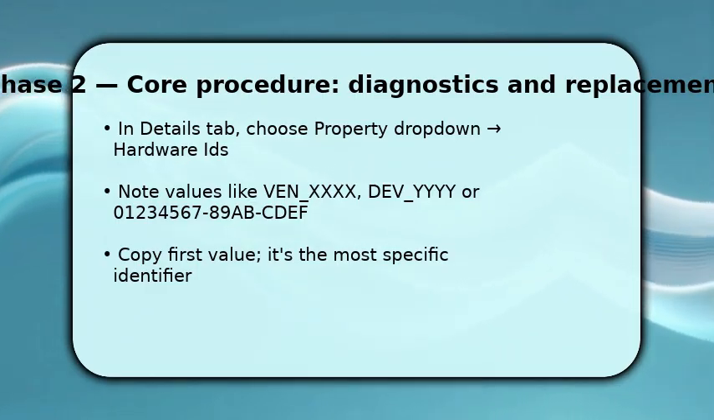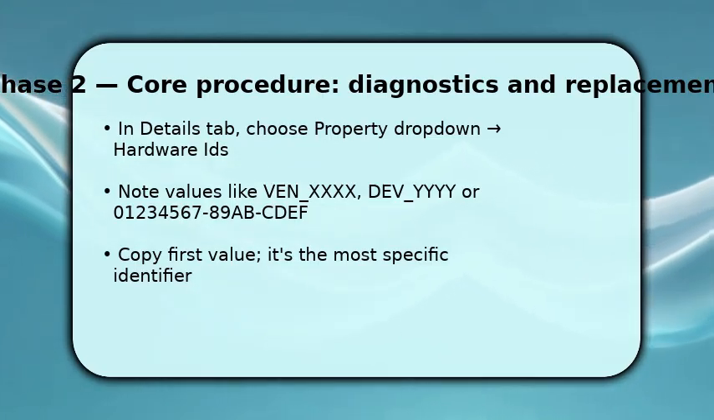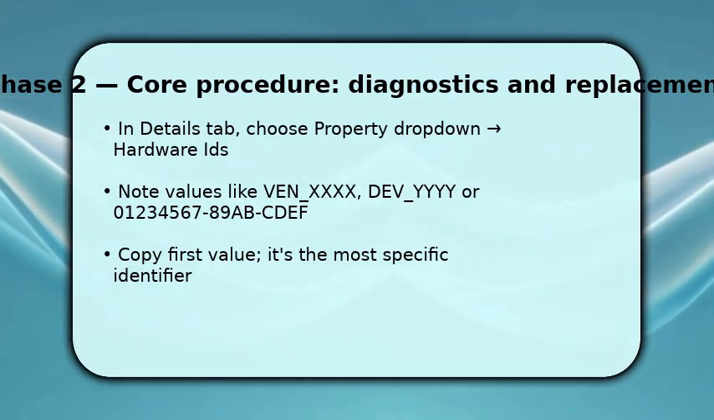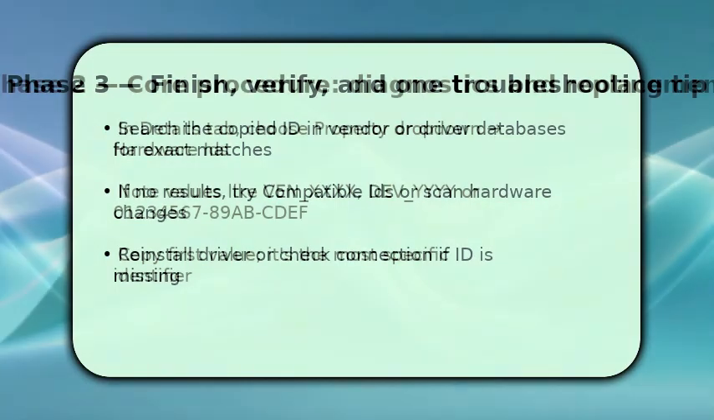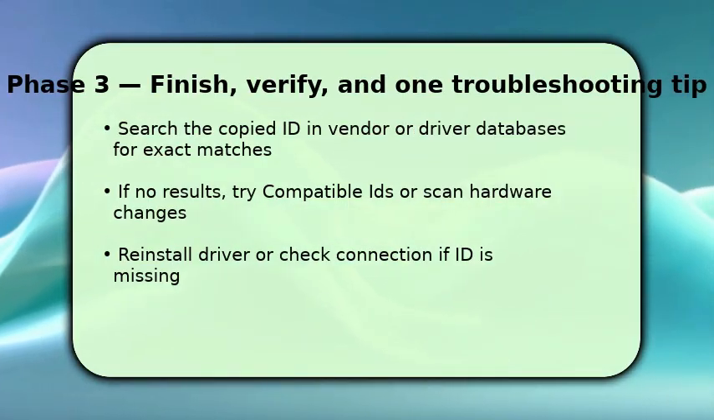Copy the first value. It's usually the most specific and useful for driver lookup. If you need, paste it into a plain text file to preserve formatting. Once copied, you can search vendor databases. Finish by verifying the ID against vendor or driver databases. This confirms the exact part and compatible drivers.